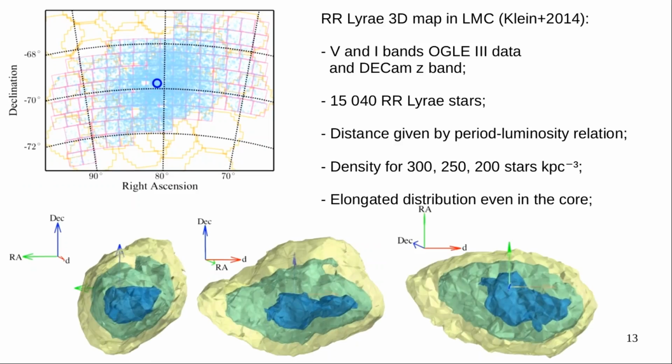Regarding the RR Lyrae variable star distribution, Kunder and collaborators presented a three-dimensional map using OGLE data and over 15,000 variable stars. The distance is determined by the period-luminosity relation for RR Lyrae. The distribution presents an oblate shape even in the LMC center, with the major axis pointing towards the Milky Way, probably due to the Milky Way gravitational potential.